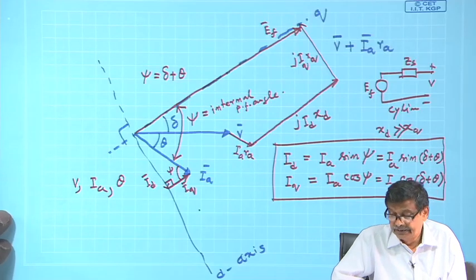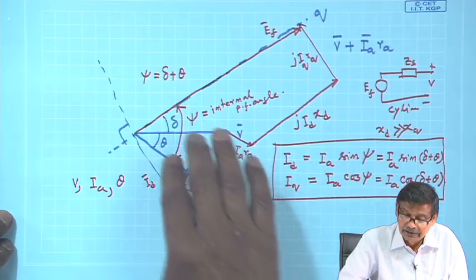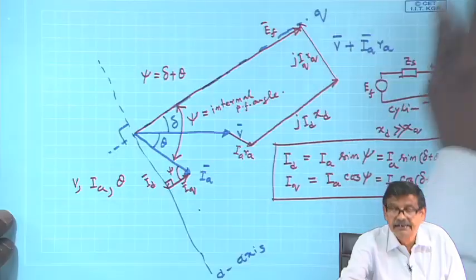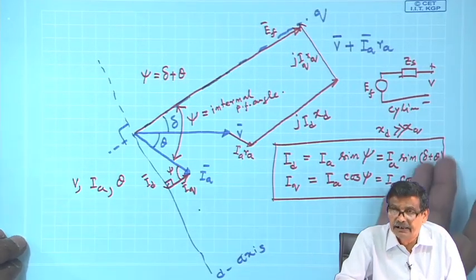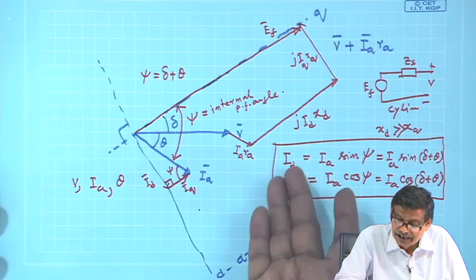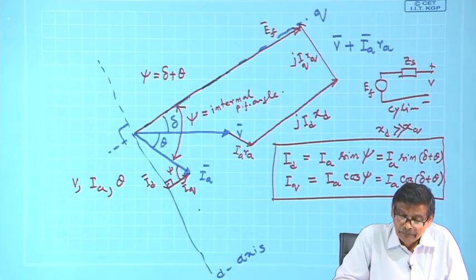So, we will take up in the next class how to estimate delta and precisely get the q axis, then only you can do all these things. Unless delta is known, how can you calculate I d and I q? Hope you are following me.